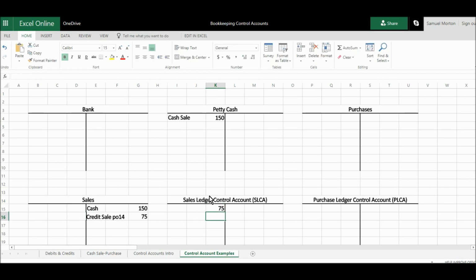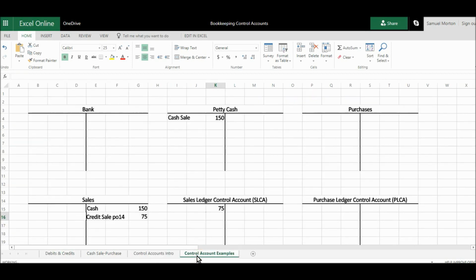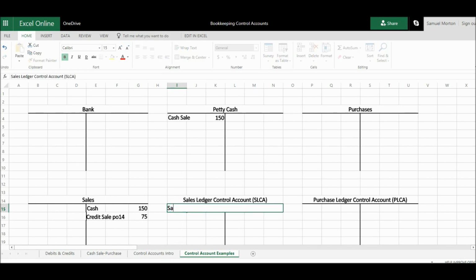So it goes to the sales ledger control account, and this is an asset account, and assets are debits. So you can see that there. So in here, I'll just put sale PO 14. And there we have it. That's the credit, sorry, and that's the debit. Done. Now, at the moment this is an asset account and we're owed £75.